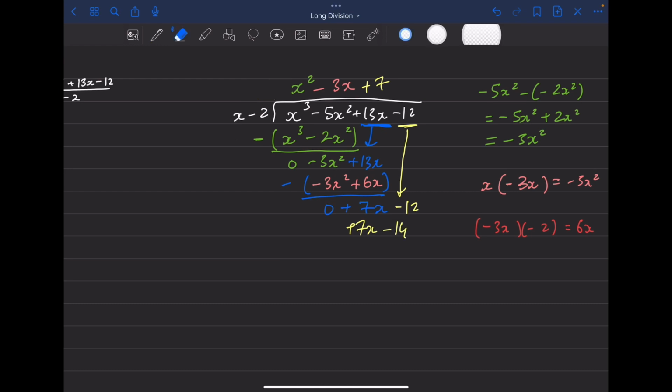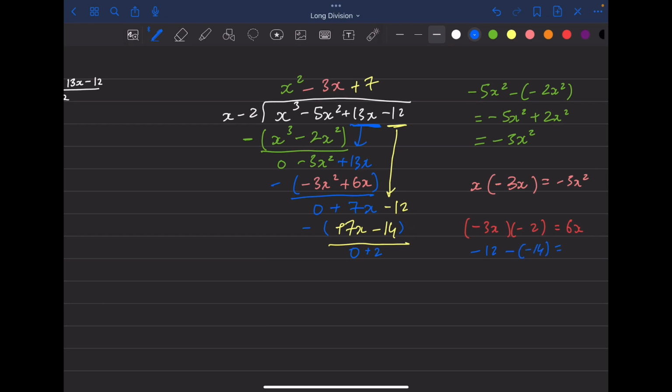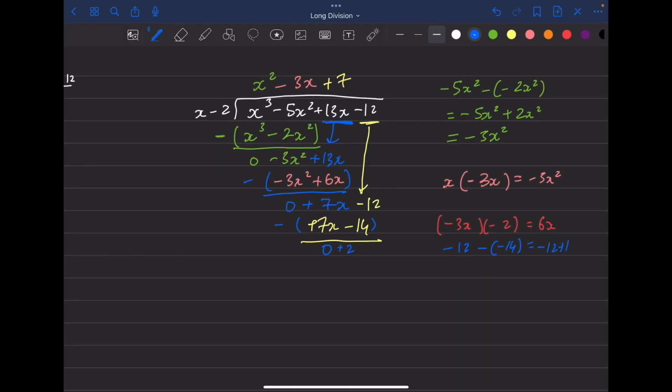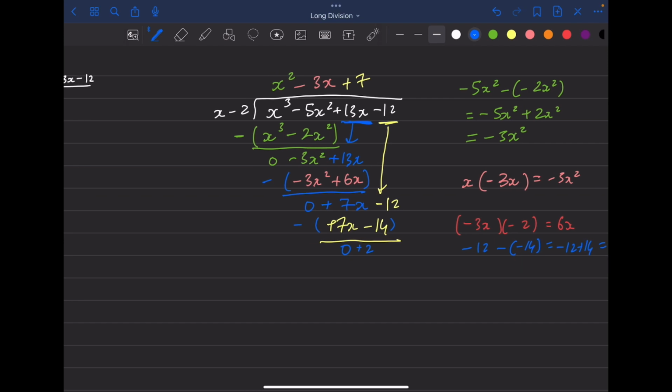And from here, let's actually start subtracting. So this would become 7x minus 7x is 0. Negative 12 minus negative 14 is 2, because I'm going to write it here on the side. Negative 12 minus negative 14 is equal to negative 12 plus 14, which is equal to 2. And we're done with that. So we have no more terms to bring down, so we can stop now.